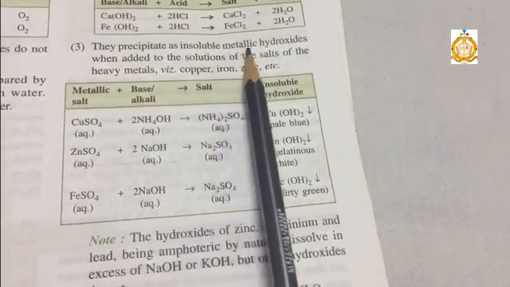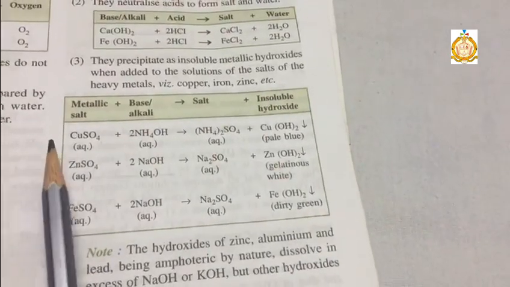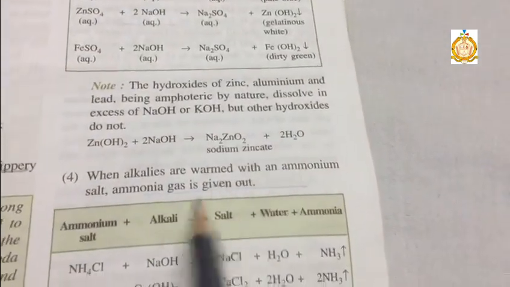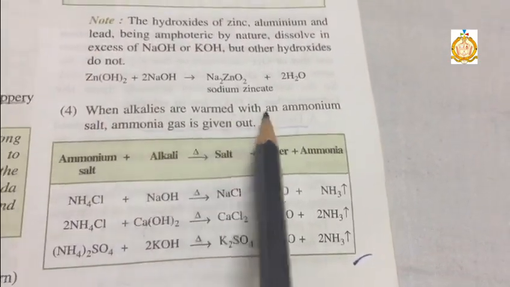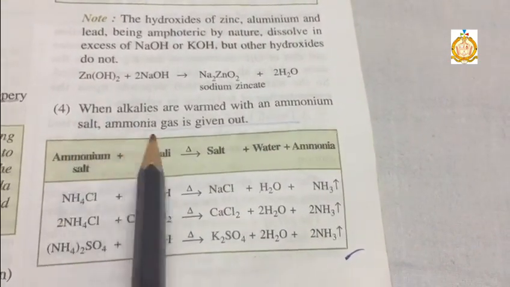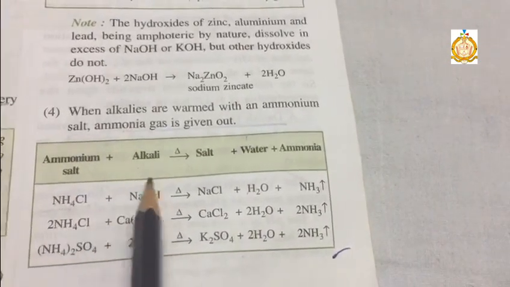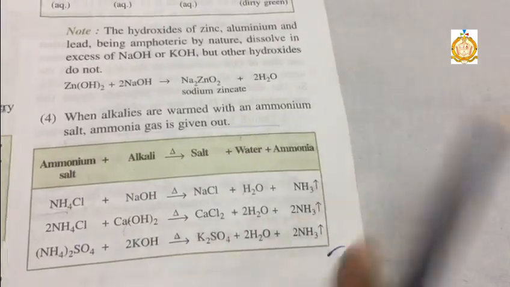They precipitate as insoluble metallic hydroxide. These are insoluble hydroxides. These are prepared from metallic salt and alkali or base. Next one is: when alkalis are warmed with ammonium salt, ammonia gas is given out. This is ammonium salt, alkali, salt, water and ammonia.